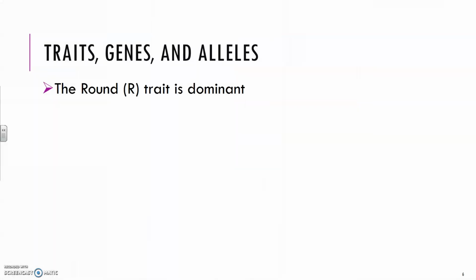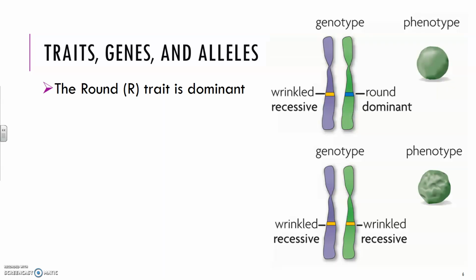Okay, all right, so let's get into an example here. So the round trait is dominant, and we're going to represent that with a capital R here. Okay, and then we have wrinkled, lowercase r, is recessive. Okay, so we see here on the top we're heterozygous for this genotype. Okay, so we have 1 round allele and 1 wrinkled. Now, the wrinkled is recessive, the round is dominant. So that means that this seed is going to be round.